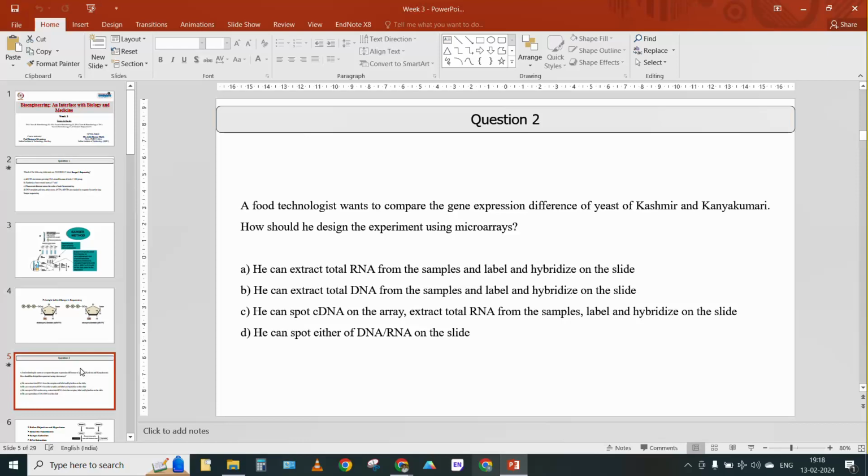So mostly he can extract the RNA and hybridize it on the slide. DNA codes for the RNA, so mostly for gene expression, RNA is the one from which you can get the information easily. Okay. Option A. Option what? Sir, option first one, A.